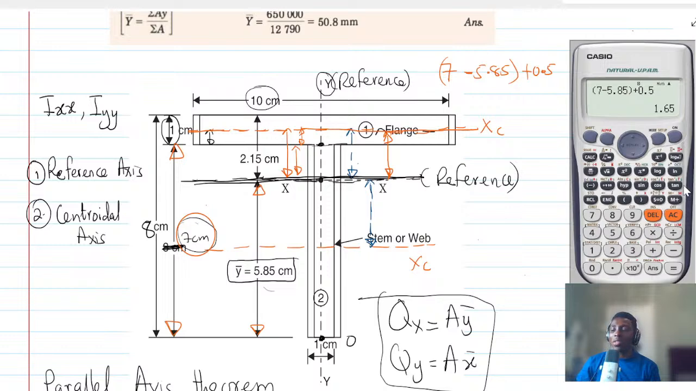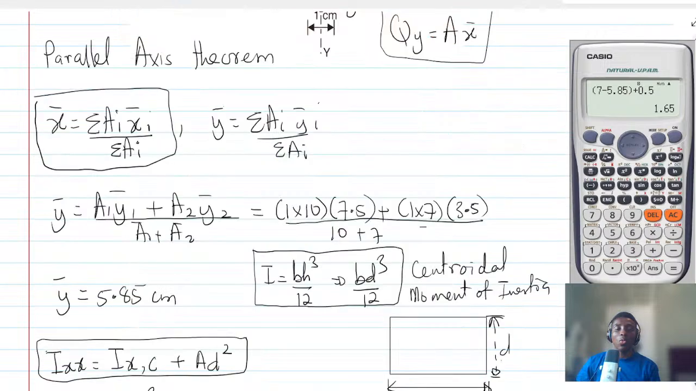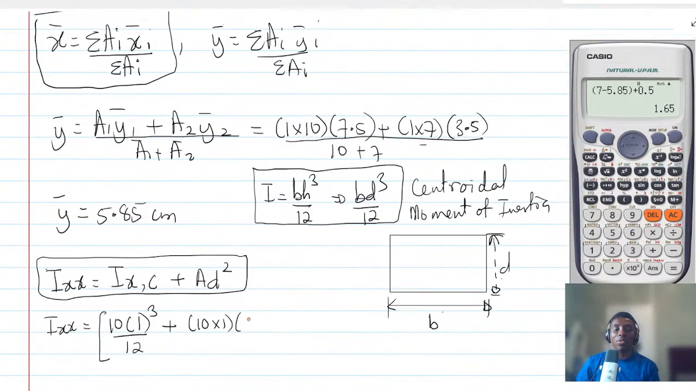And that is where the 1.65 is coming from. Thank you very much. So it's 1.65 squared. Okay, so that is for the first one.